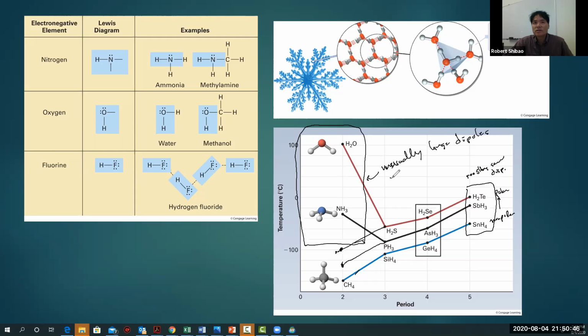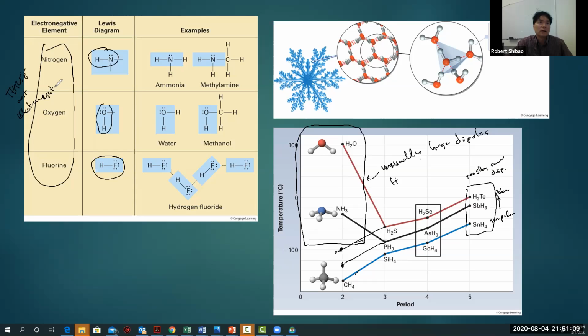Well, whenever we have a hydrogen that's bonded to nitrogen, or hydrogen that's bonded to oxygen, or hydrogen that's bonded to fluorine, nitrogen, oxygen, and fluorine, these are the three most electronegative elements on the periodic table. That makes unusually big dipoles. These are unusually large dipoles.